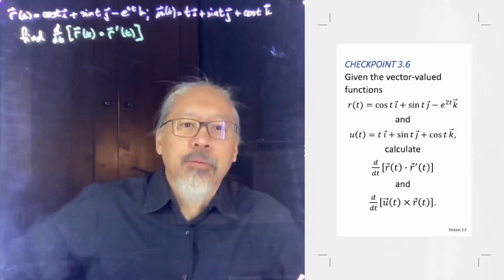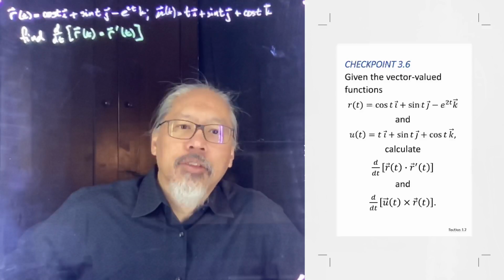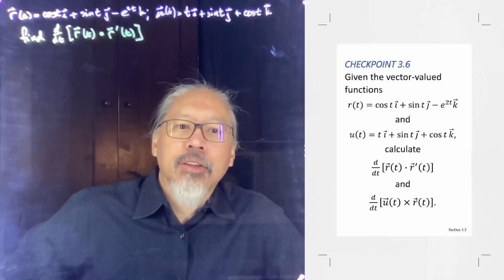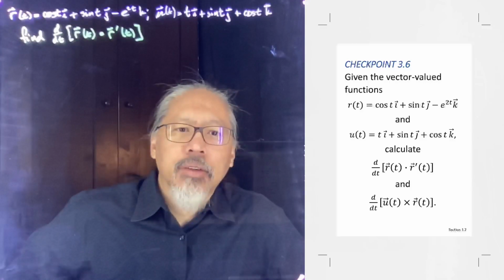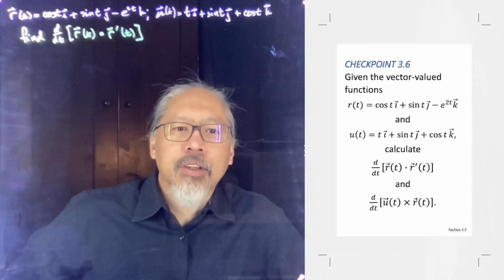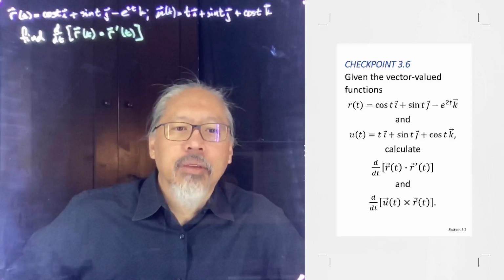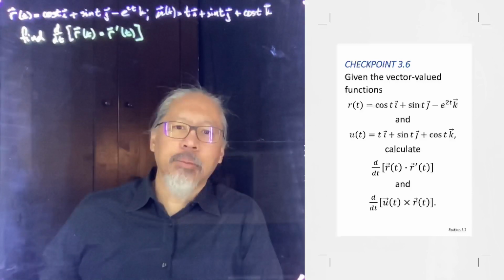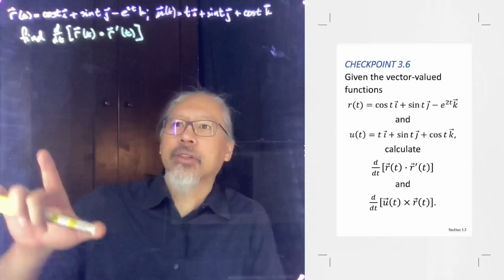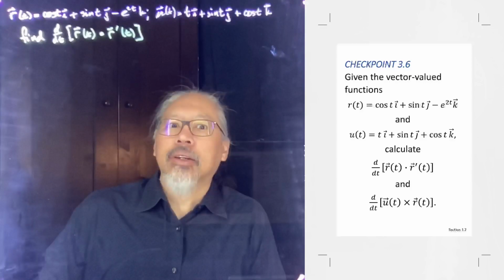Hello, this is checkpoint 3.6. In this checkpoint, we're given a couple of vector valued functions, r of t and u of t, and they want us to calculate first the derivative of the dot product of r of t and r prime of t, and then they want us to calculate the derivative of the cross product of u of t and r of t. So we're going to break this up into a couple of videos just so we can focus on the derivative of products.